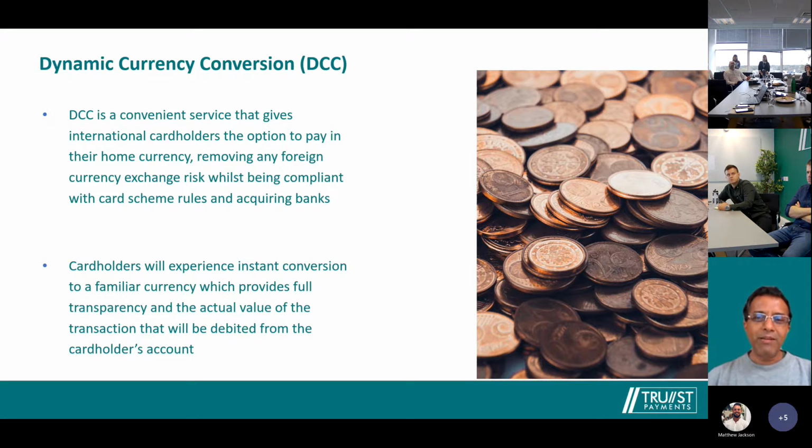Okay, so that lies at the basis of why dynamic currency conversion exists. And we'll come to the commercial proposition, which essentially means there's something in it for everyone, except the schemes and the issuers who are currently doing the conversion.